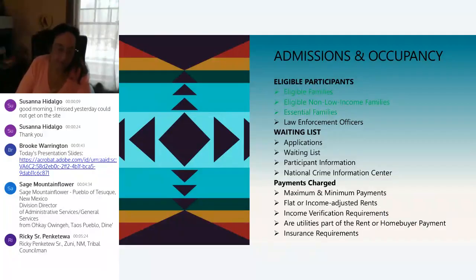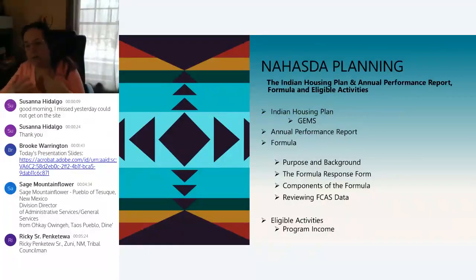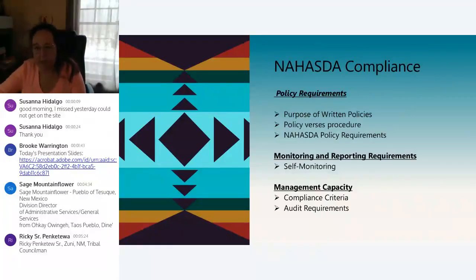That's where you find out any new rules that they implement. So we went through eligible participants yesterday: the families, the non-low-income families, and the essential families. We're going to talk about the law enforcement provision now, and then your waiting list and your payments charged. We're going to talk about the IHP, the APR, policy requirements, monitoring, over the next 5 days.